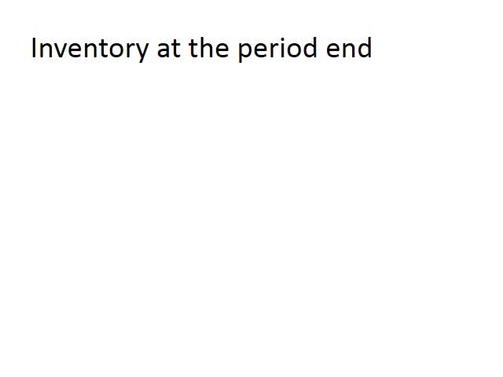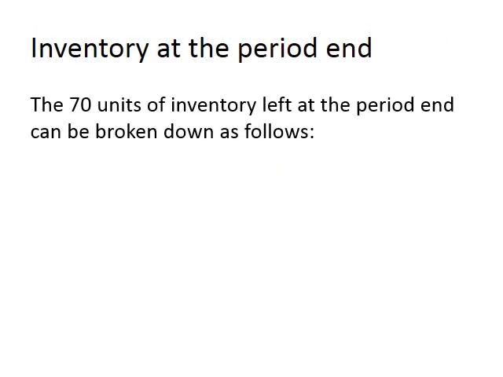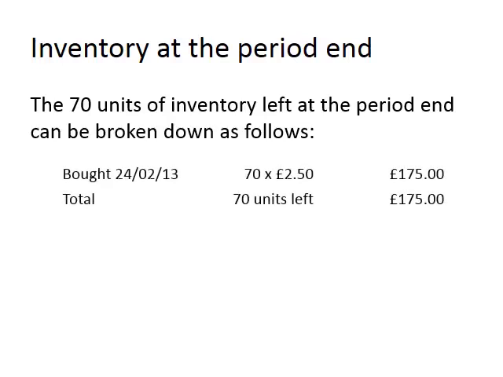When we look at our inventory at the period end, we can say that we have 70 units of inventory left, and it's going to be valued as follows. It's all relating to the items that we bought on the 24th of February 2013. So we have 70 units at £2.50 each. That gives us a total value of £175.